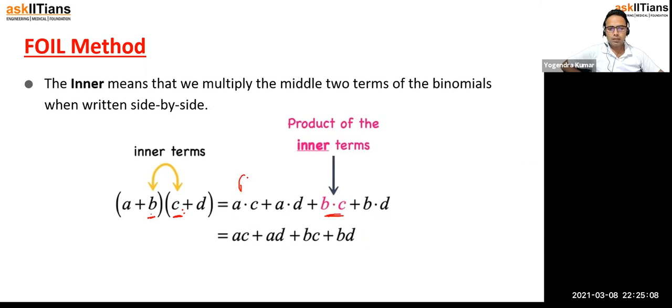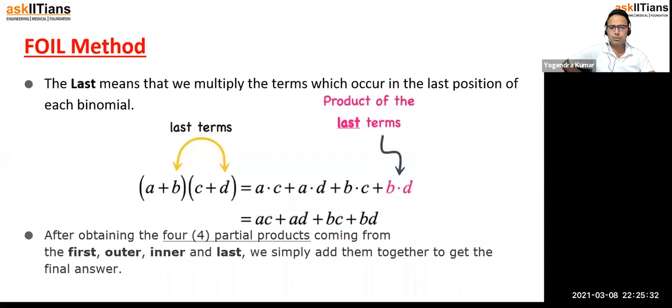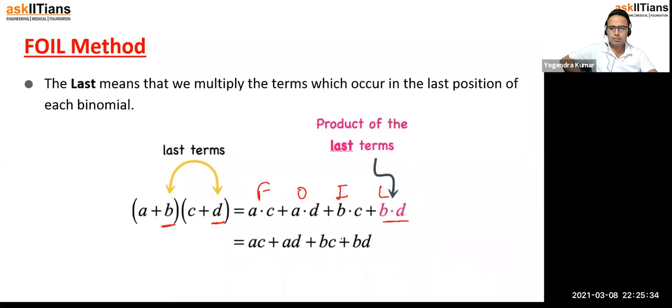So next, F was done, O was done. Now we came to inner, B and C. Inner is this. And last is what? This and this. So B into D, that is our last. So F, O, I, and this is L. So this is how we get AC, BD, BC, and BD. So this is what we need to use. I think this is repeated.